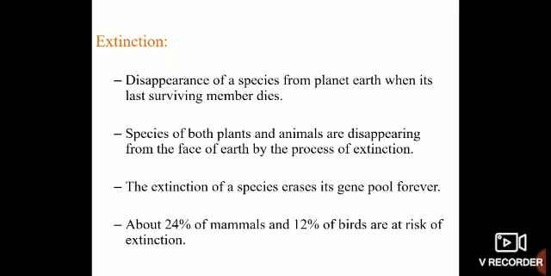According to some estimates, some records, about 24% of mammals and 12% of birds are facing a risk of extinction. They are at risk of extinction. These two taxonomic groups show the highest risk of extinction, first of all mammals and then birds. Say for example, you have 100 mammals. Out of these 100 mammals, 24 are facing the risk of extinction, and the same is the case with birds. Out of 100 birds, for example, 12 are facing the risk of extinction.